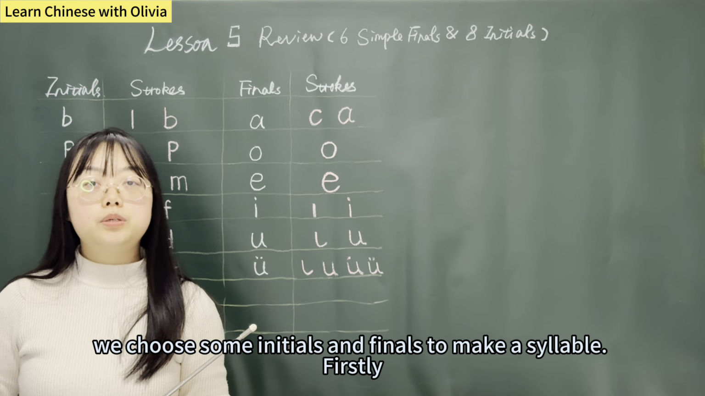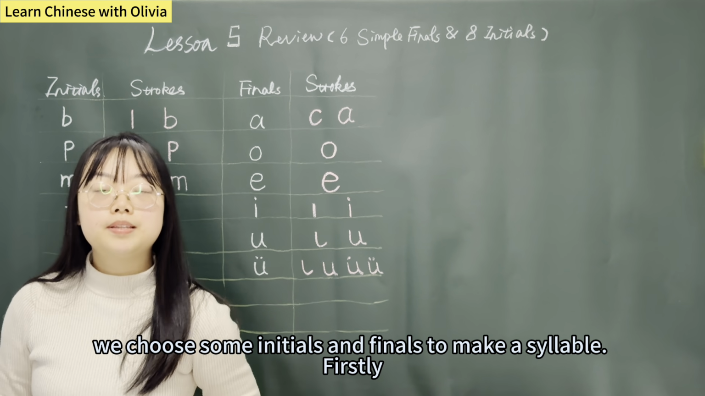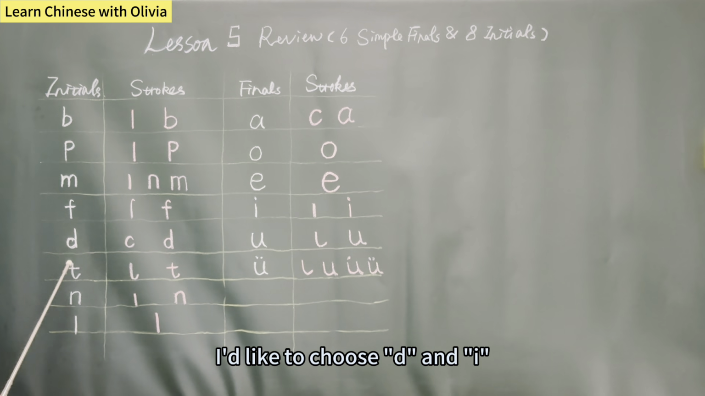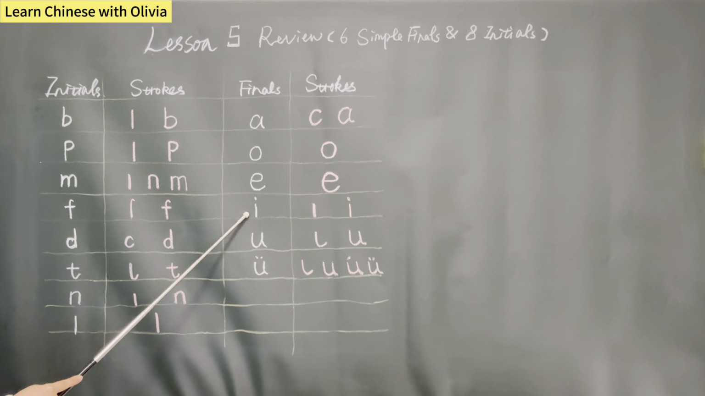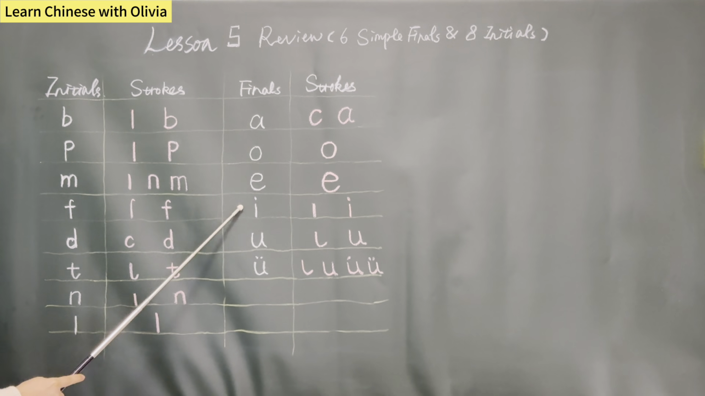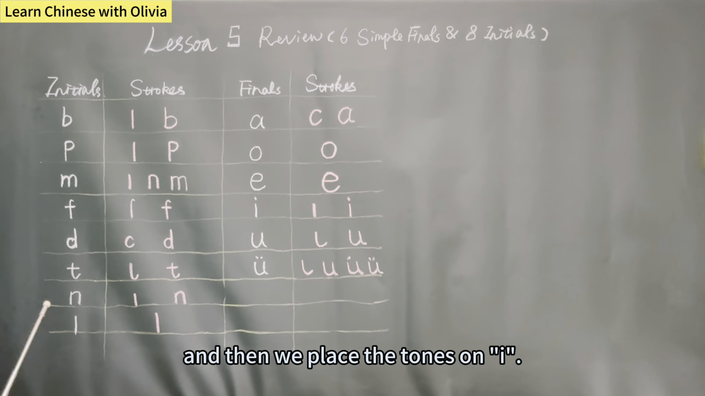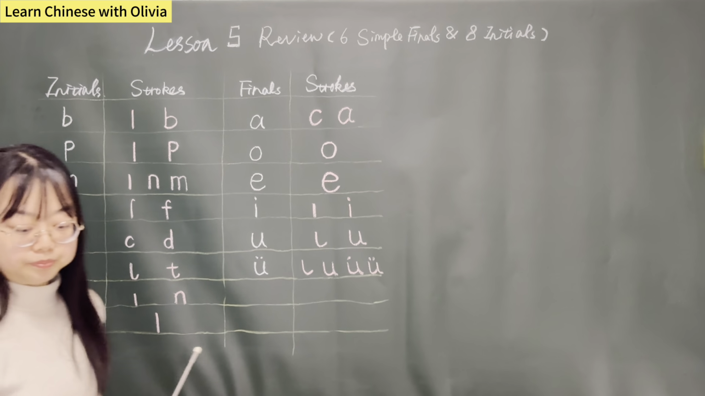Okay, now we choose some initials and finals to make a syllable. Firstly, I'd like to choose D and I, D, I. And then we place the tones on I.